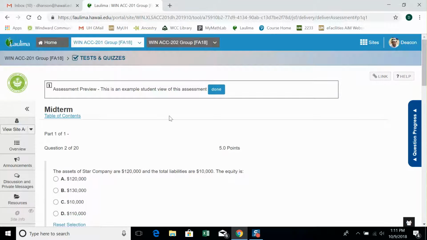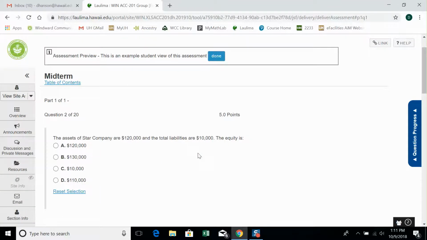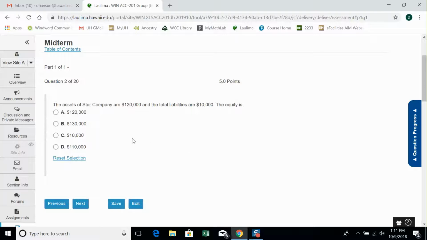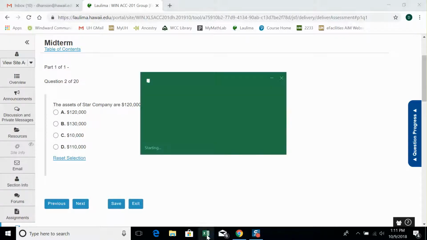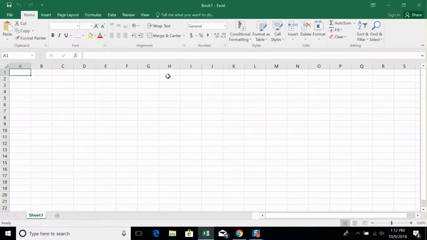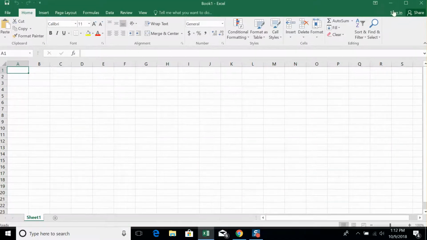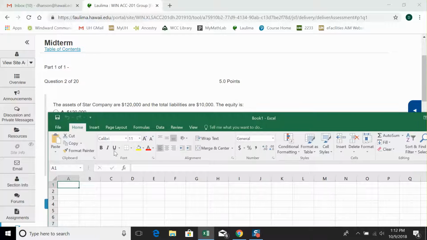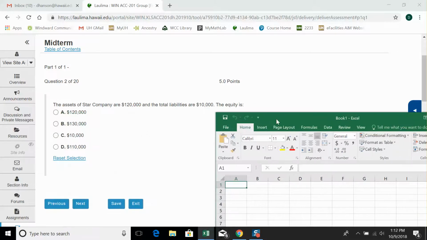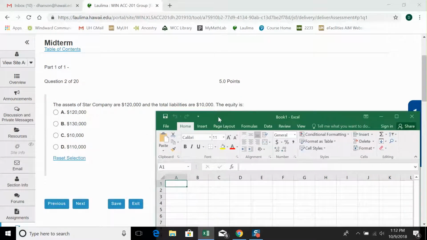And we'll go next. Okay. Now, this question 2 in my midterm, the assets of Star Company are 120,000 and total liabilities are 10,000. Okay, so we'll pull our little Excel up here so I can diagram how we get to the answer for you. Okay, so they want to know what equity is. The question asks what equity is.